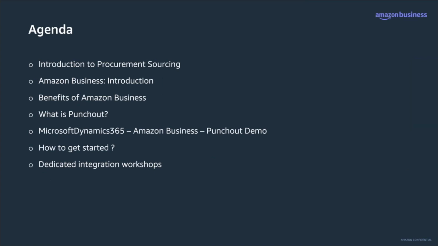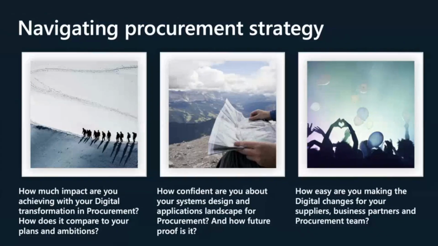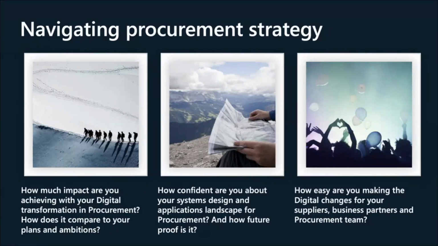So just as a little bit of context for the agenda, we'll give you an introduction to the procurement sourcing capabilities. Amazon will give you an introduction to Amazon Business, some of the benefits of Amazon Business, and then we'll talk about what the PunchOut capability is. We'll show you what it looks like and where the setup is in Microsoft Dynamics. And if it is something that you're interested in, how you can get started and work with the Amazon Business team.